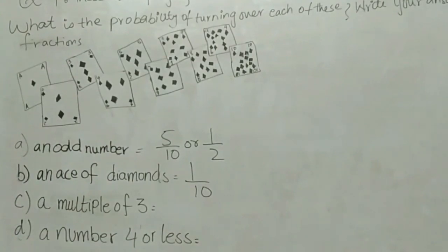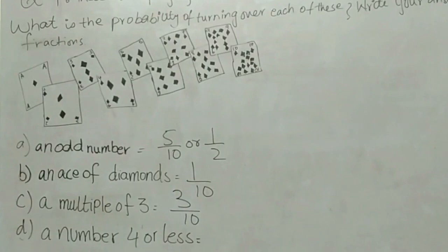Now come on example C. A multiple of 3. As you know, what are the multiples? Multiples are, you can just read off the table. Now read out the table of 3: 3, 6, 9, 12, etc. But here we have only 10 cards, so we will take 3, 6 and 9, only 3 cards out of 10 cards. So you write 3/10, simple.